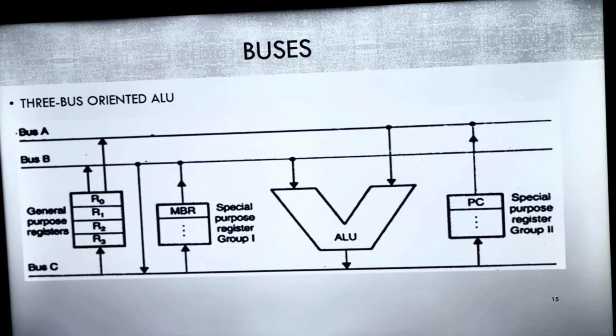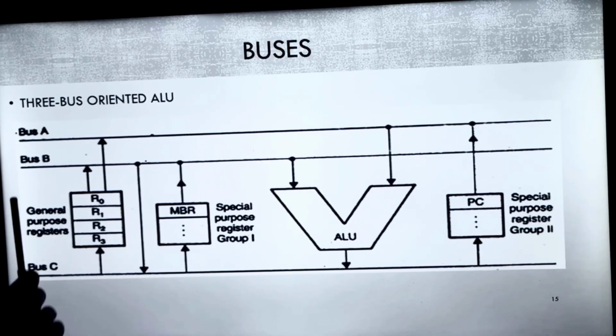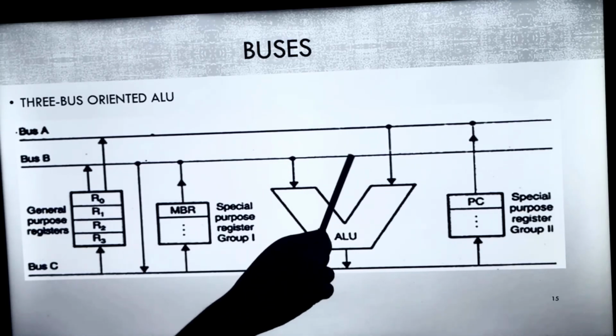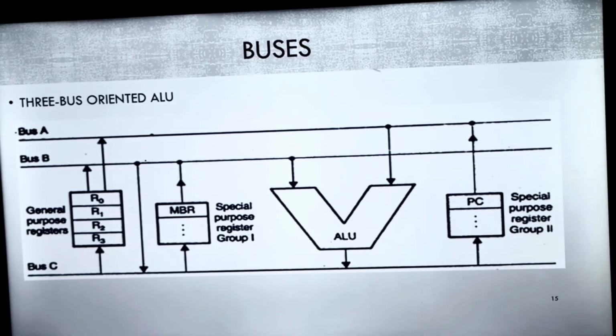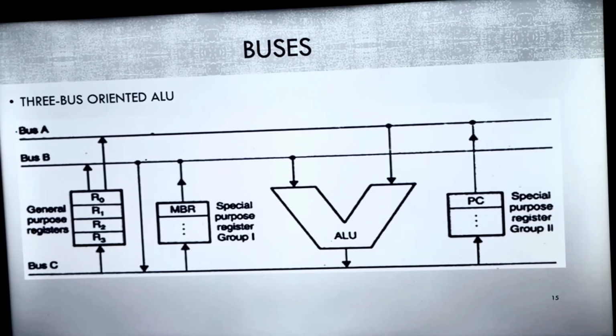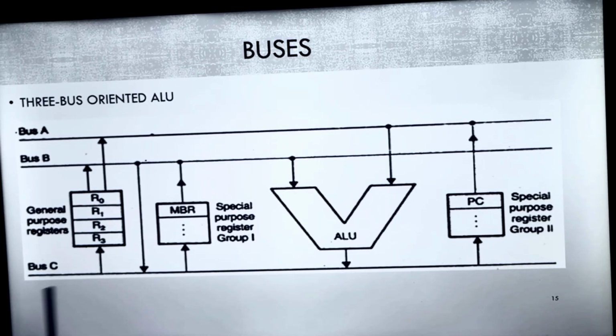So in 3 bus oriented ALU, see the architecture. Now I have 3 different buses, A, B, C. Fine. If you see this architecture, all the components are connected through 3 different buses now. Now, if I ask you the same question, how much time it will take to perform C equals to A plus B, can you tell me? Yes, you are correct. One clock cycle is enough to get the output now.